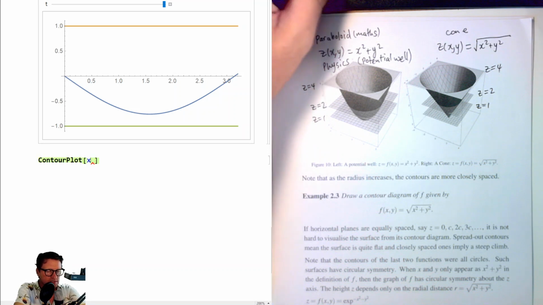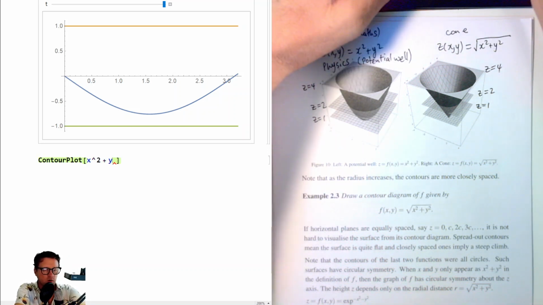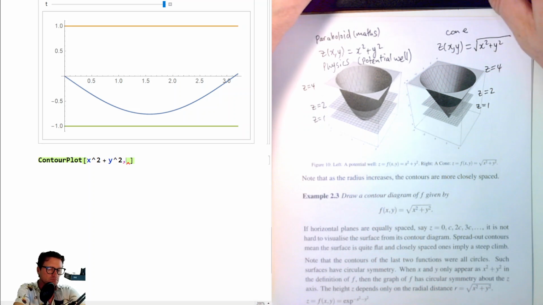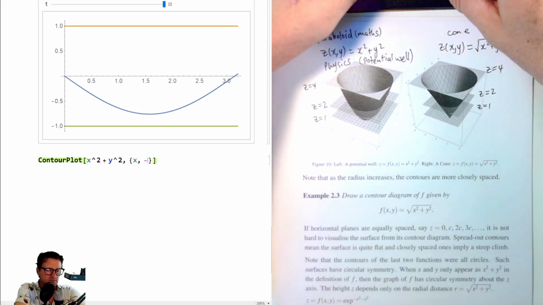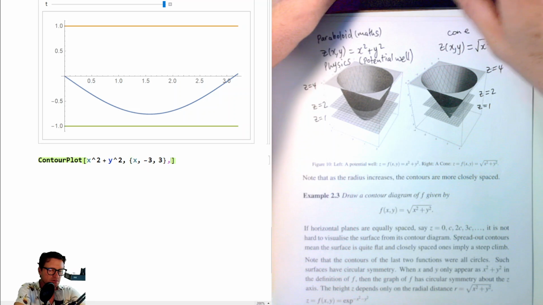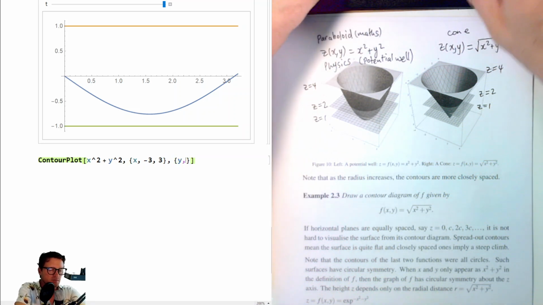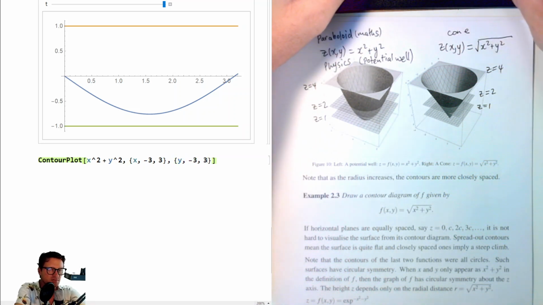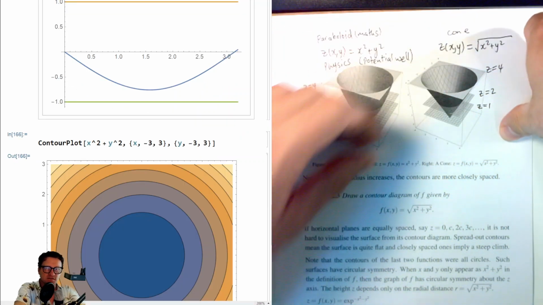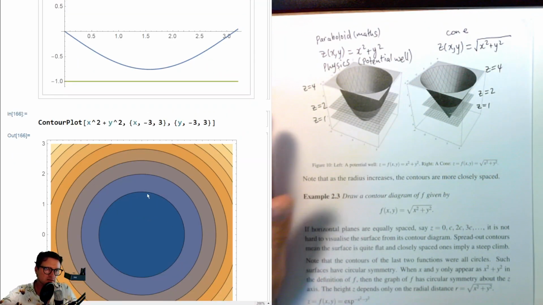And then we'll put x squared plus y squared. X goes from, say, -3 to 3. Y goes from -3 to 3. Okay, so this plots those contours in color.